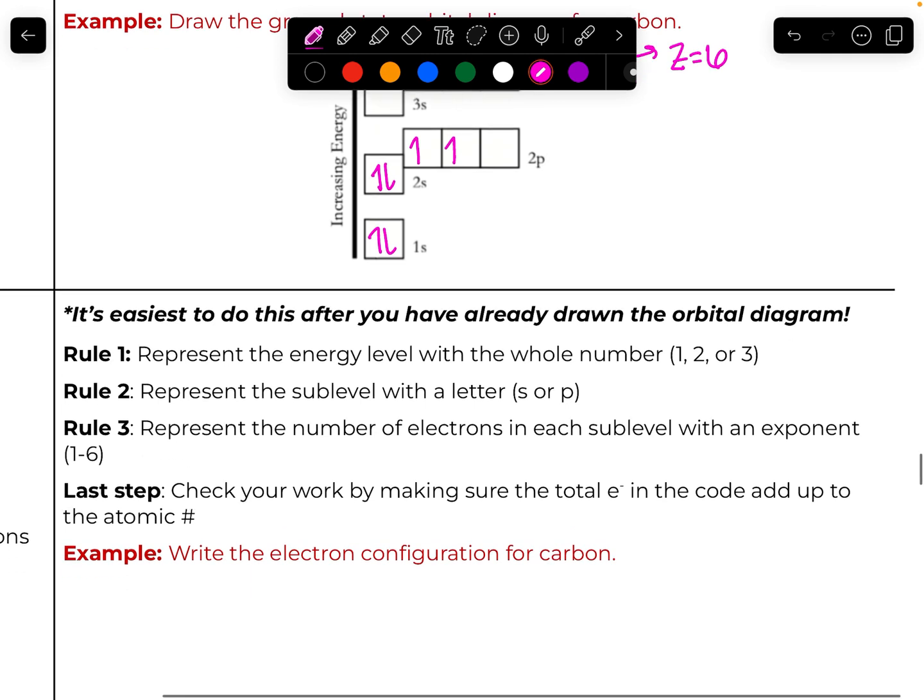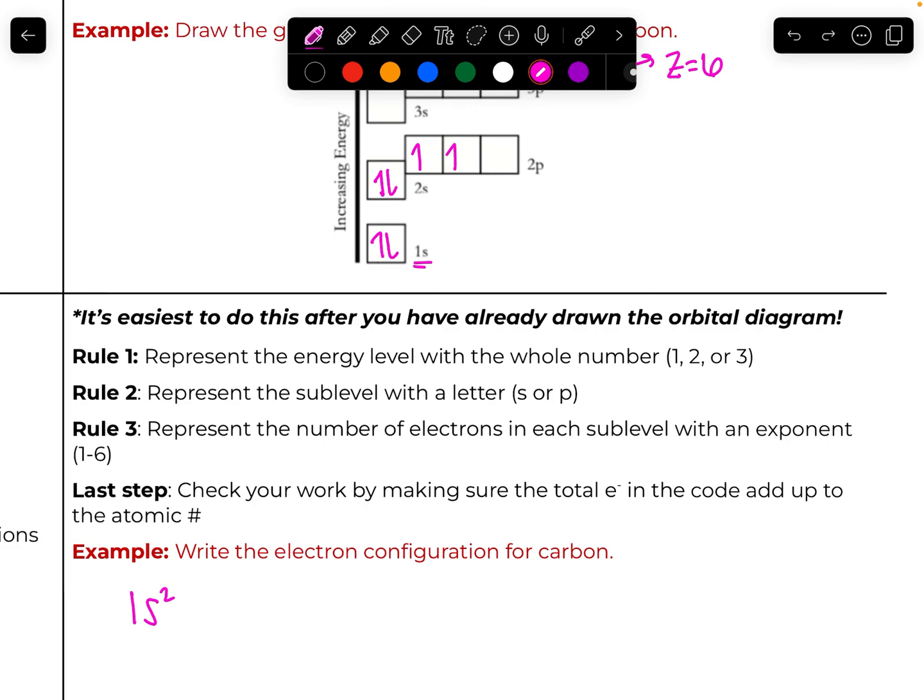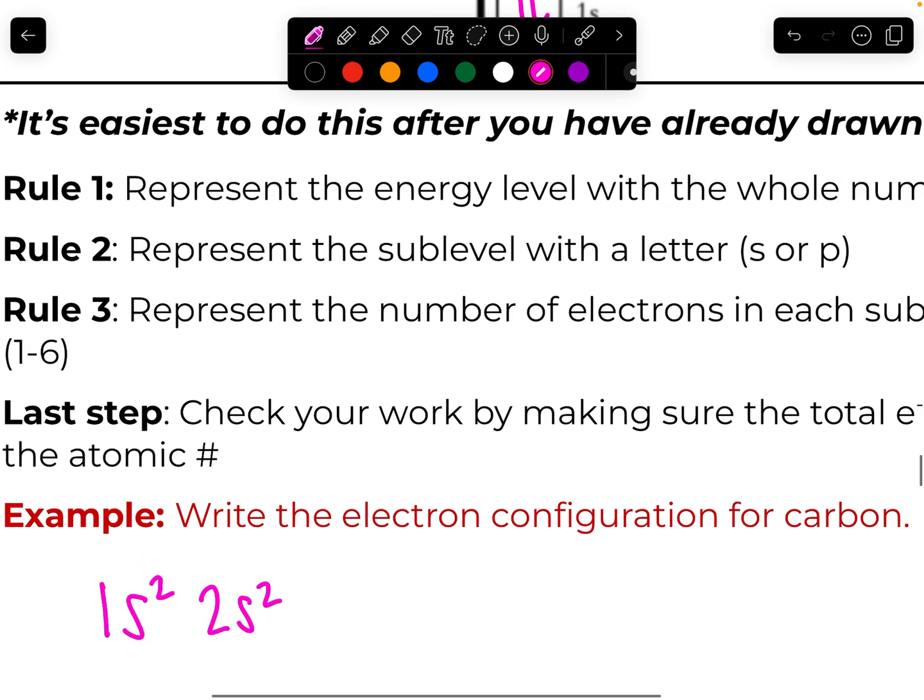So for carbon, I start with my lowest energy level, which is 1s. I notice that I put 2 electrons into the 1s orbital, so I write that orbital's configuration as 1s2. So this tells me I have 2 electrons in an s orbital. That's the first energy level, 1s2. Then I just keep going up from there. Next I put electrons into 2s, and I put 2 of them there.